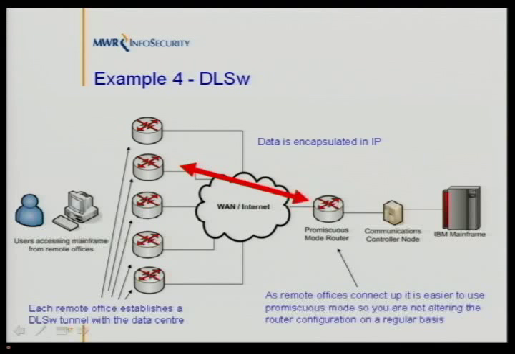However, as network administrators like to save time and effort, what they like to do is set up the router in front of the mainframe in what's known as promiscuous mode. And we'll talk about this in a little more detail. But what this essentially allows you to do is connect up new offices to the DLSW infrastructure and not have to change the configuration of the router.